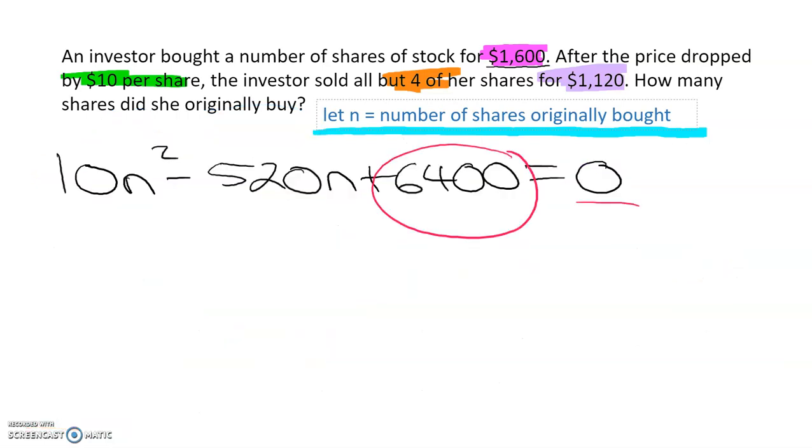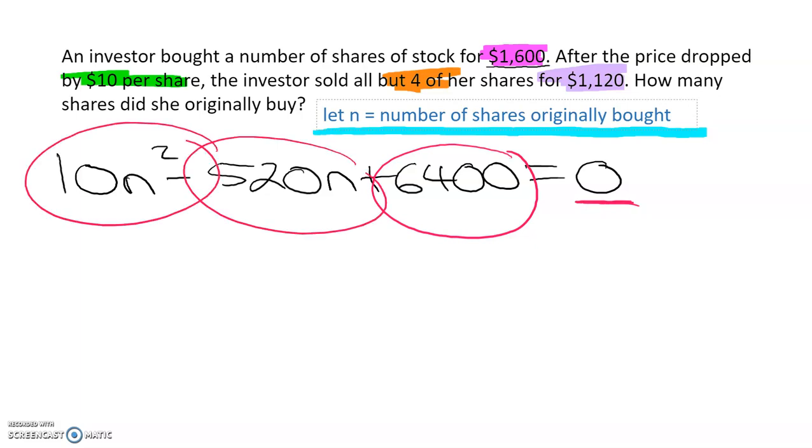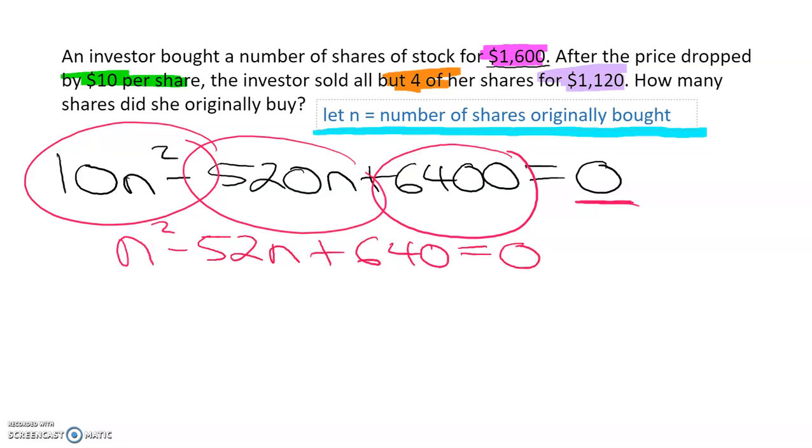Now that I have everything on the left-hand side and 0 on the right, I'm going to divide absolutely everything by 10 because they're all divisible and you should always remove common factors if you can. So I end up with N squared minus 52N plus 640 equals 0.